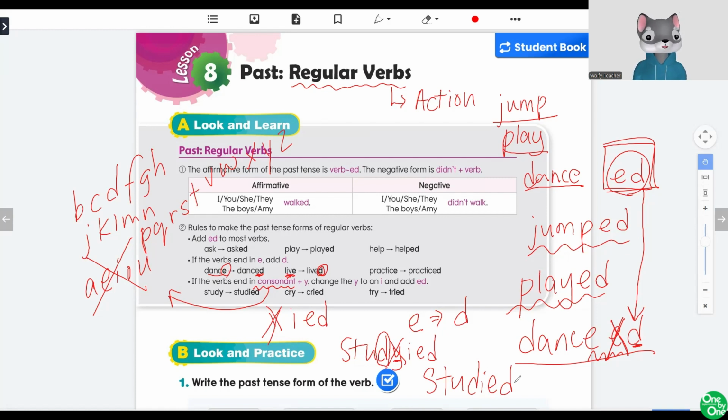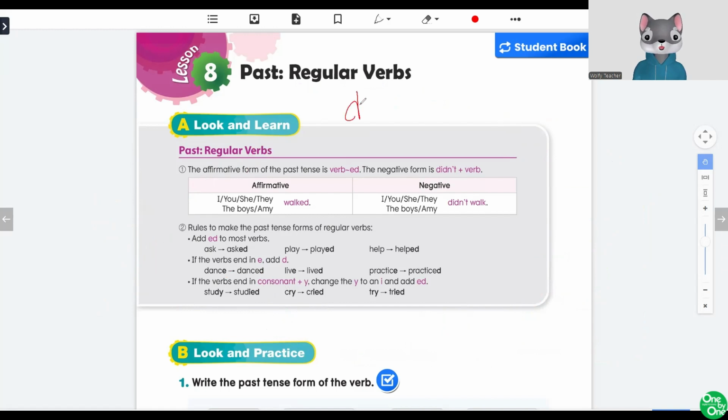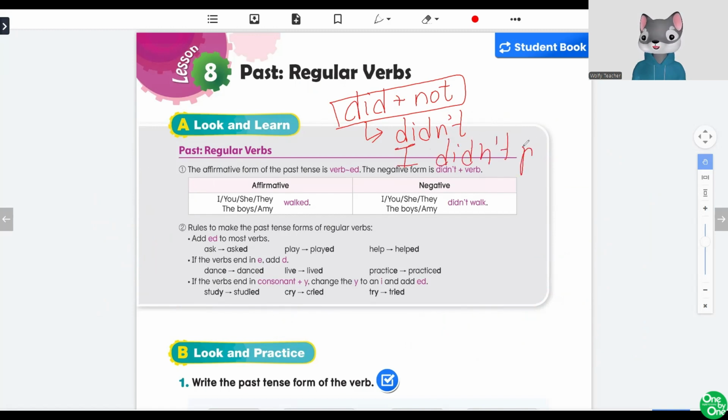Now, when I want to put this into a negative form, we always need to use did, and we always need to use the word not after it. If we shorten this up, we will have didn't. Didn't. Now, don't forget, we cannot say I didn't played. It doesn't make sense. This didn't already shows the past tense, so we do not need to put an ed at the end.